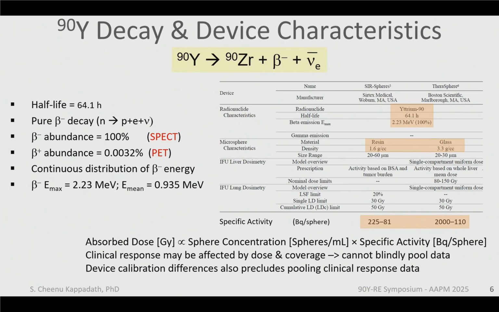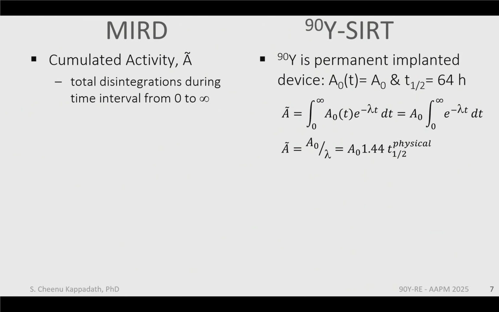We also have to recognize that the clinical response that one sees may be impacted by this dose and coverage. So if you use different specific activities, the clinical outcome may be different. Pooling of this data blindly across different specific activities should be done with caution. Similarly, we know there are device calibration differences between SIR-Spheres and TheraSphere. So again, blindly pooling that data needs to be done with caution so that we don't mix effects that we know exist between the devices.